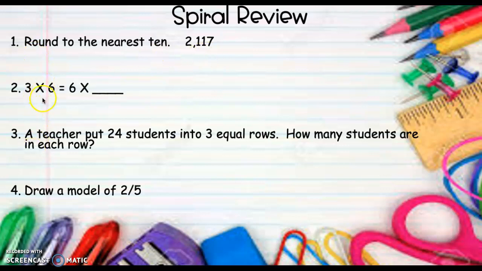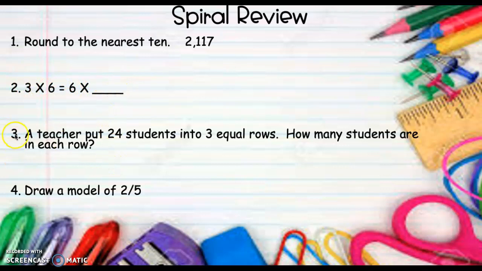Okay, number 2 is a little different. All you have to do is look at this, and it says 3 times 6 equals 6 times what? All you have to do is try to figure out how to make the equation the same. If it's 2 numbers on this side, what 2 numbers need to be on this side?